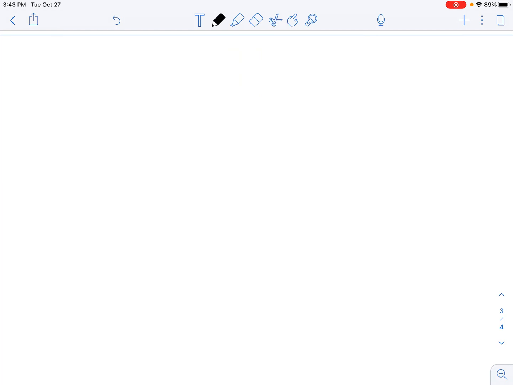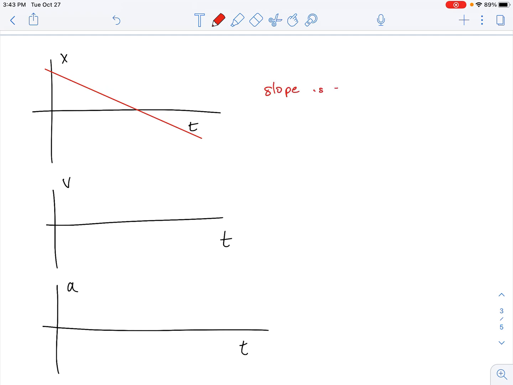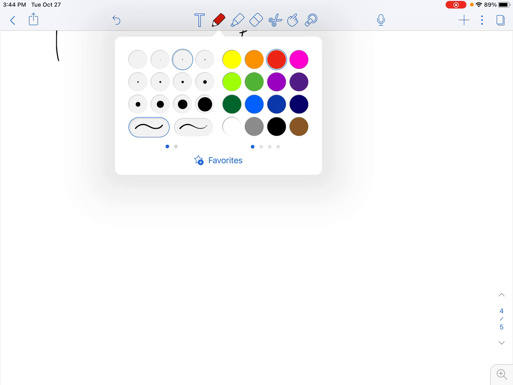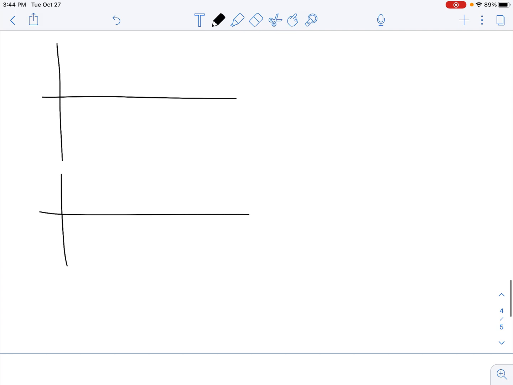Let's try another one. What if it looked like that? Here, the slope is negative, so the velocity is negative. And the acceleration, again, is 0. Do a couple more.